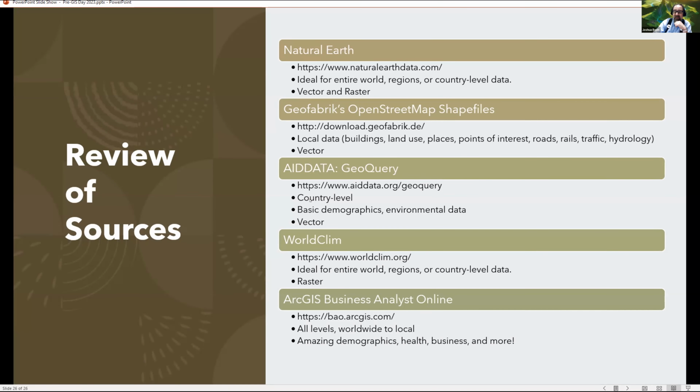The other data is going to be really focusing more on country level. WorldClim will be a little bit more macro for the entire world, regions or country level data, and ArcGIS Business Analyst Online. For international researchers, I can't say enough good things about ArcGIS Business Analyst Online. Even if researchers don't want a map, if someone is looking for data in any Asian, African, Latin American country, we could go to Business Analyst Online and download it right to Excel if they just want that.